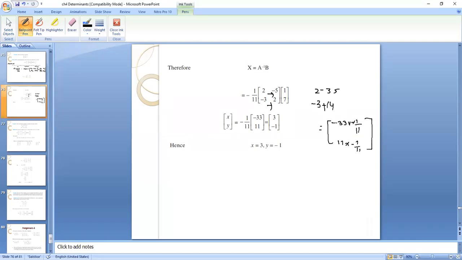So minus minus cancel each other. 11 threes are 33, and 11, 11 cancel each other, giving minus 1. So the matrix XY is equal to the matrix 3, minus 1. The two matrices are equal, so we will compare the corresponding elements. The value of x will be 3 and the value of y will be minus 1.